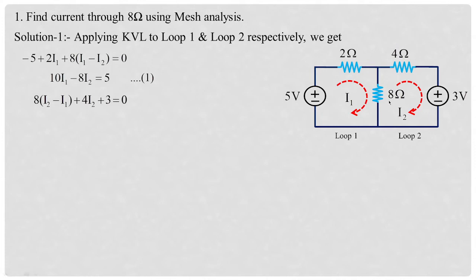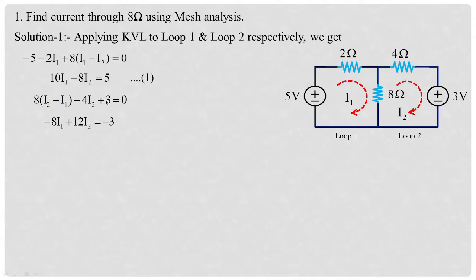So loop 2, at the dominating condition, will have current I2, and at this instant loop 1 current is least dominating when I'm considering loop 2. So 8(I2 minus I1), it becomes a voltage drop, plus 4 I2. Then on the path I'm getting 3 volts, so there is a given voltage source, so plus 3 equal to 0. So again reshuffling this equation, I'm going to get minus 8 I1, plus (8 plus 4) 12 I2.